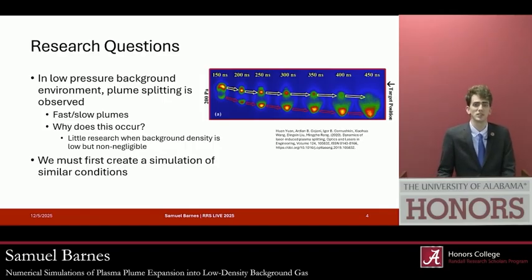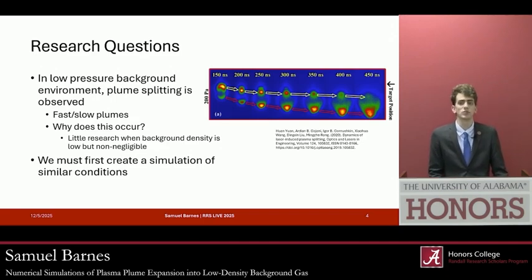In this image, the top of the image is the target and the laser is being shot from below, and we see that there are really two plumes here. There's a fast plume coming down and a slow plume coming down. We don't exactly know why this occurs. There's some speculation, and there's especially little research when the background density is low but non-negligible.